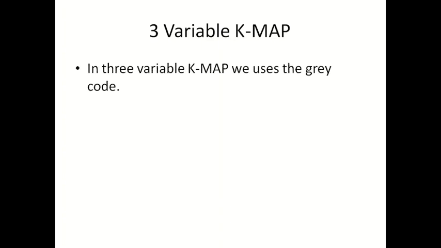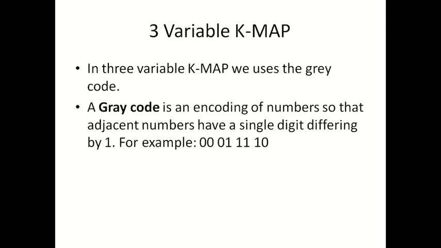Now we have a three variable K-map. Now in three variable K-map we use the gray code. Now we are having a new system that is called gray code. Now what is a gray code? A gray code is an encoding of numbers so that adjacent numbers differ by a single digit.